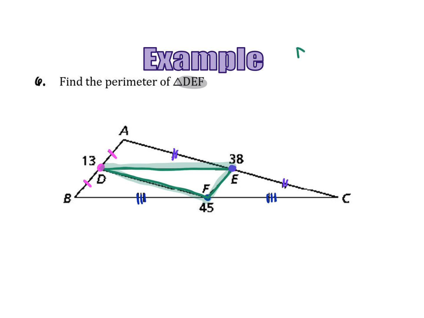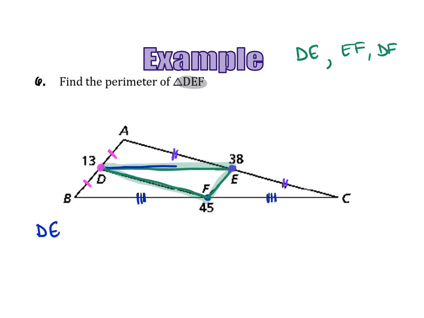The perimeter of DEF. So in order to find the perimeter, let's talk about what we need. We need to know the length of DE, we need to know the length of EF, and we need to know the length of DF. And then we just need to add those 3 things together. So again, this is a puzzle. Start by figuring out what you know and what you need to know, and then go from there. So because we have midsegments, we're going to use those. So let's look at DE first.